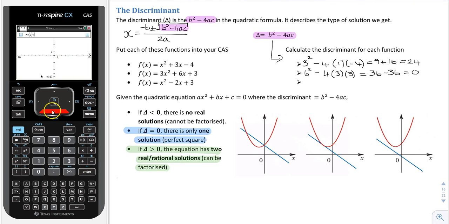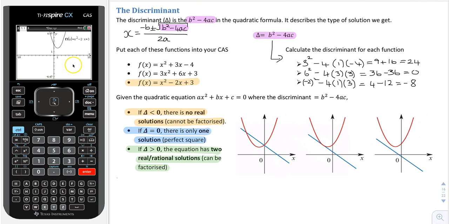If we now graph our third equation of x squared minus 2x plus 3, we find that at no point does it actually cross the x-axis. So it's above the x-axis, which would suggest that we have no solutions. We can check this using the discriminant, so -2 squared minus 4 times 1 times 3 gives us -8, so a negative value, which means that our discriminant is less than 0, so there are no real solutions, i.e. it can't be factorized, which is as expected because we have no x-axis intercept.